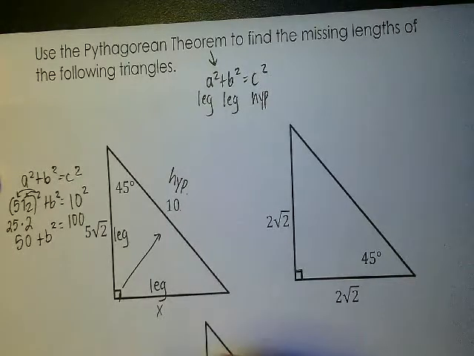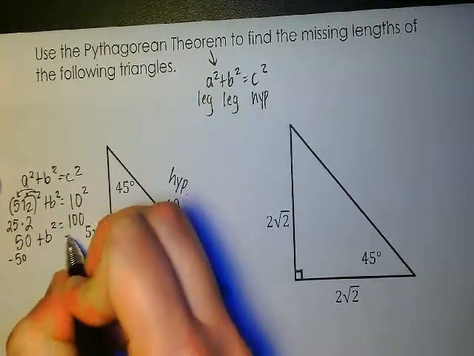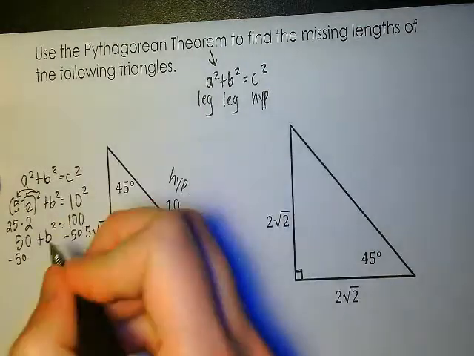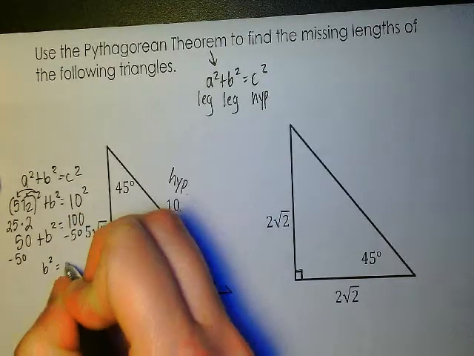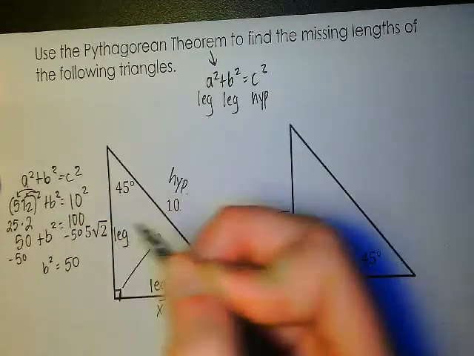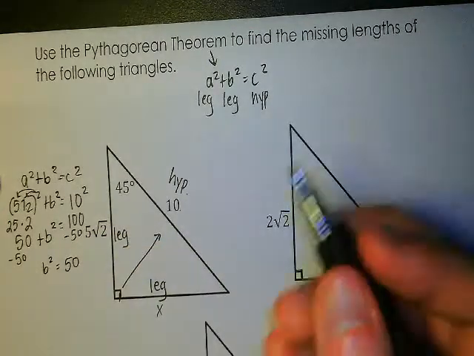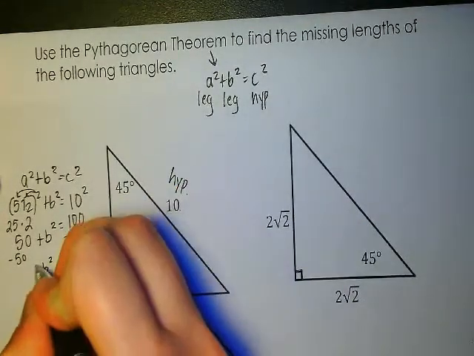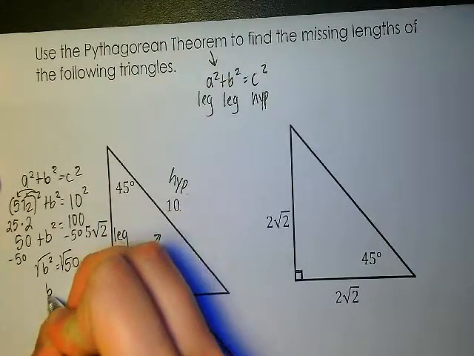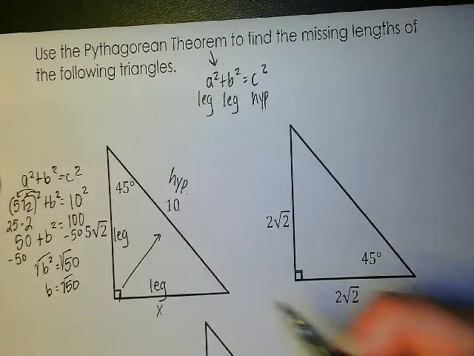My goal is to get b by itself, so first I have to subtract 50 from each side. When I do that, I end up with b squared on the left and 50, 100 minus 50, on the right-hand side. To get b alone, I'm going to undo the square with a square root, and I'll end up with b equals the square root of 50.